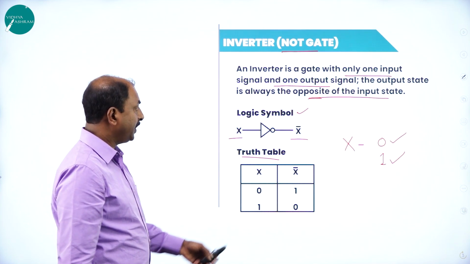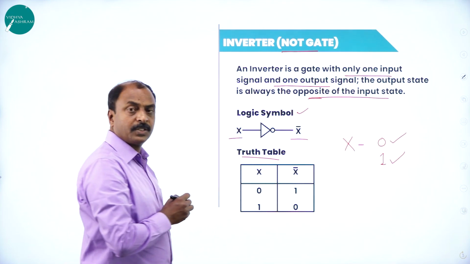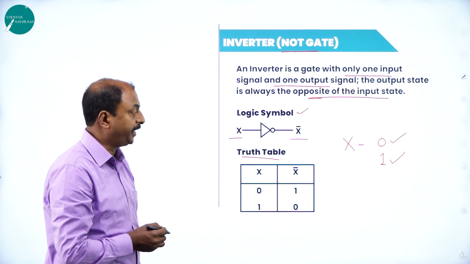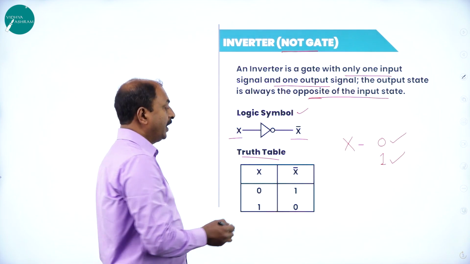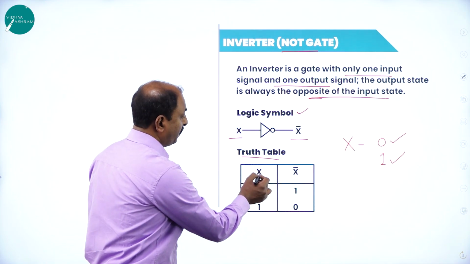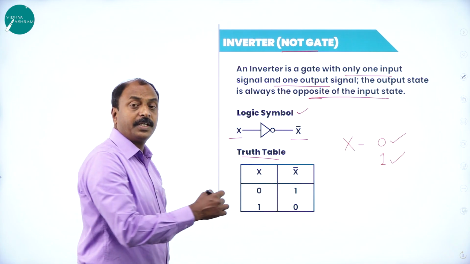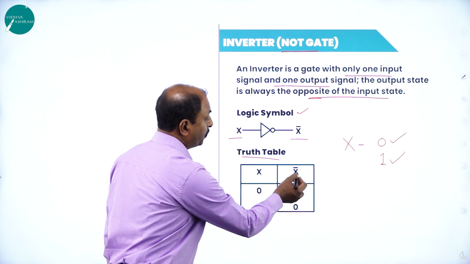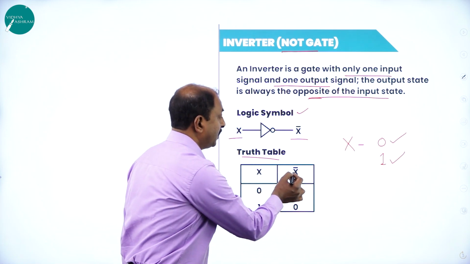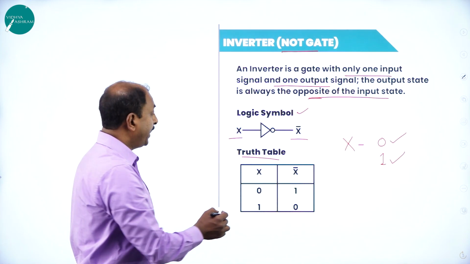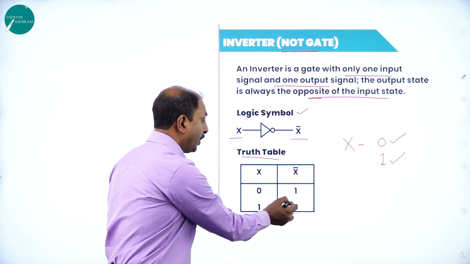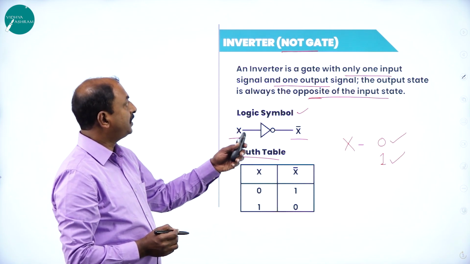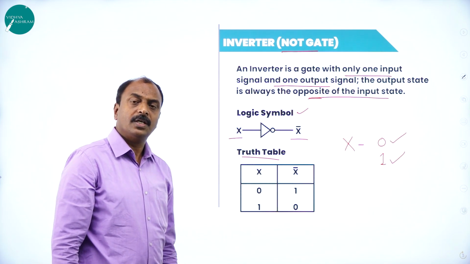So in this example, as it's only one variable, there are two possible states or two possible values, that is 0 and 1. Suppose if x equals 0, the inverse of x is 1, so the output is 1. We represent it with x naught or x bar. Similarly, if the input is 1, the output is 0. So this is an inverter gate or NOT gate.